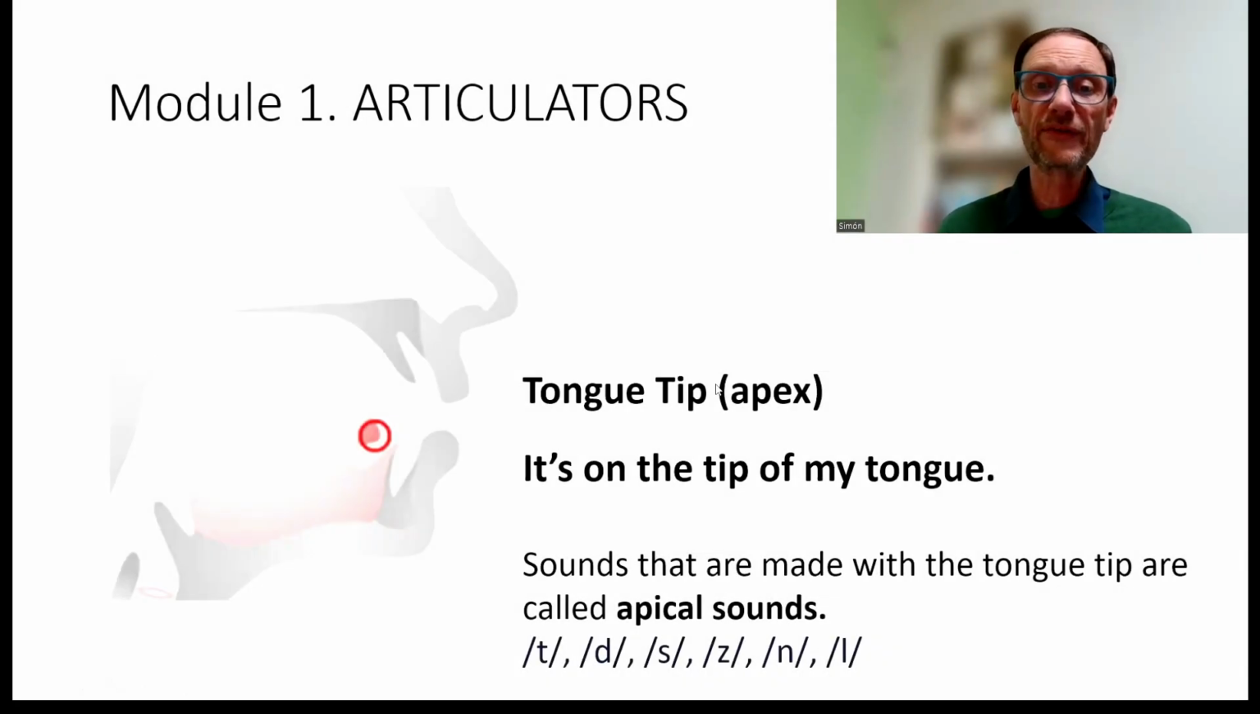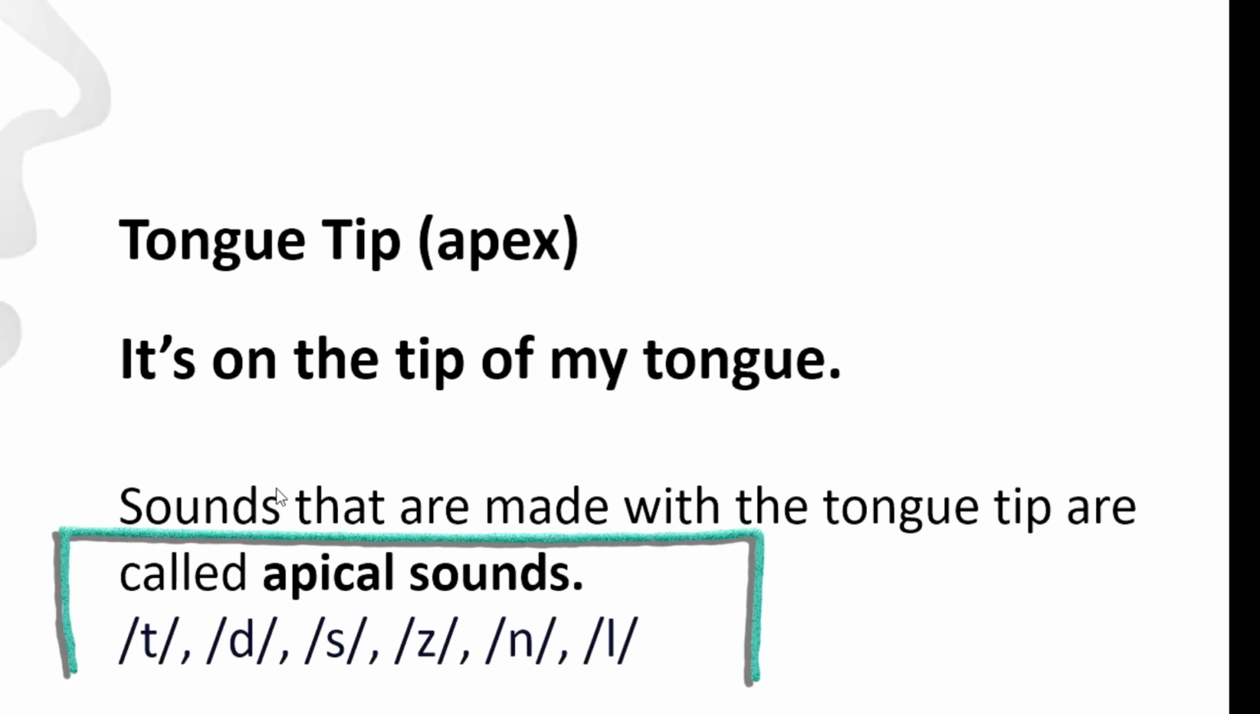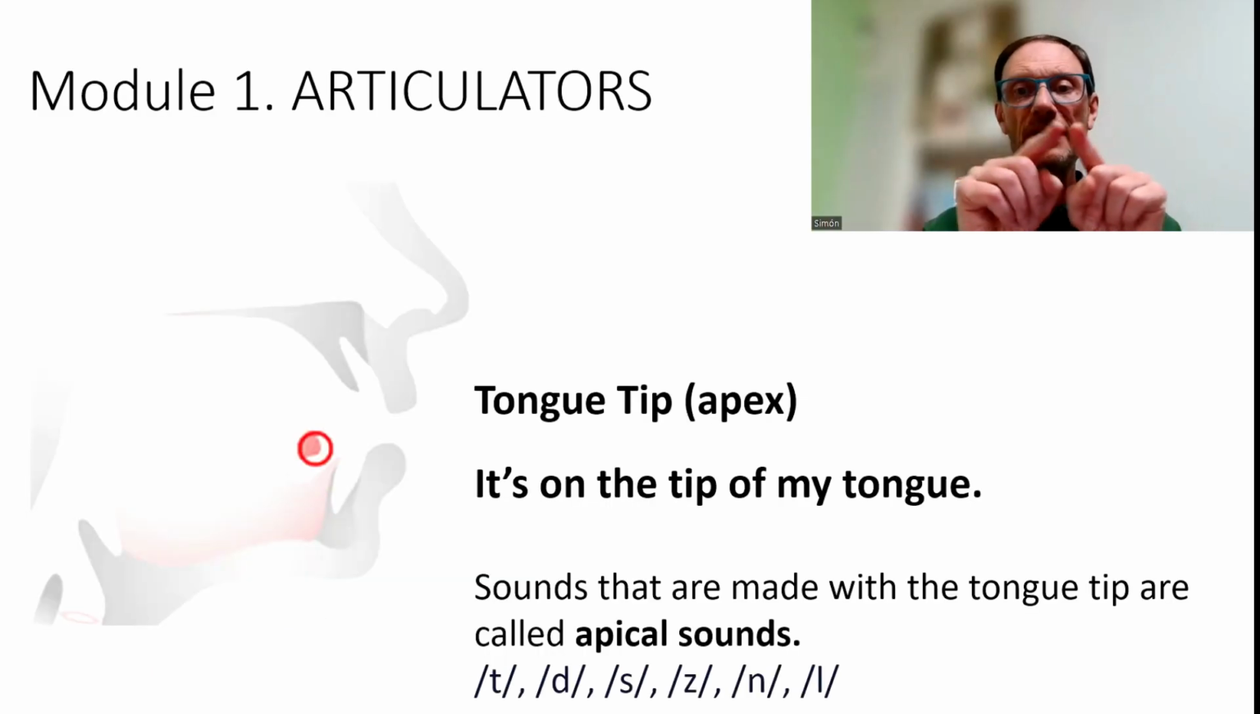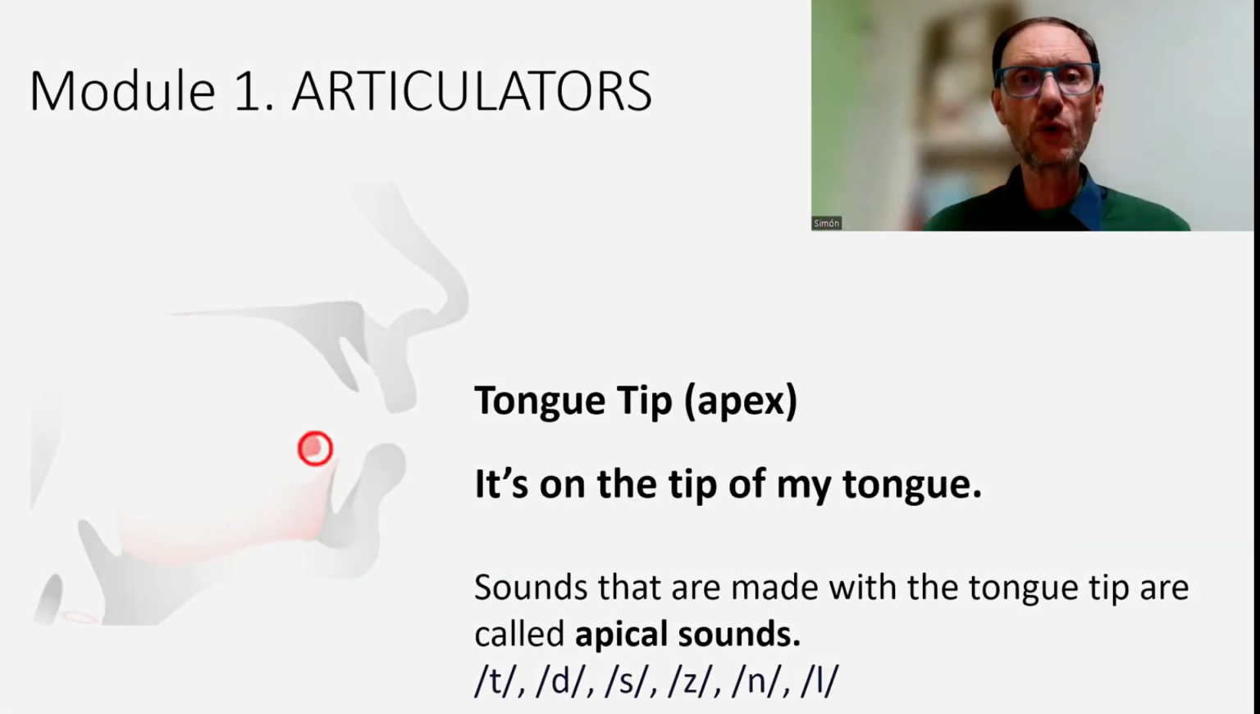And we have the tip of the tongue, known as the apex. You probably know the phrase or the idiom, it's on the tip of my tongue. These are called apical sounds. Just so you know the technical term. And some typical sounds made with the tip of your tongue are t, d, s, z, n, l. Obviously, these are in combination with other parts of your mouth.